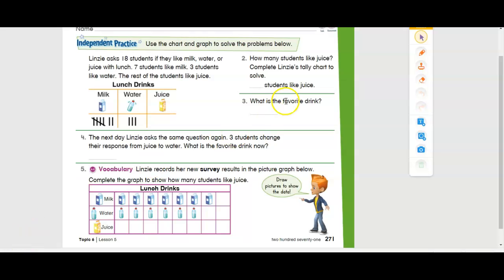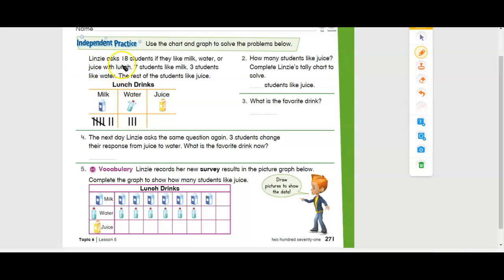Your independent practice begins on page 271, so just on that next page over. It says, use the chart and graph to solve the problems below. For numbers 2, 3, and 4, we are going to be using the tally chart here. It says, Lindsay asks 18 students if they like milk, water, or juice with lunch. 7 students like milk. 3 students like water, and the rest of the students like juice.